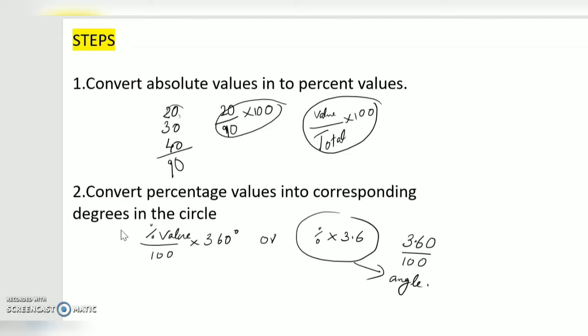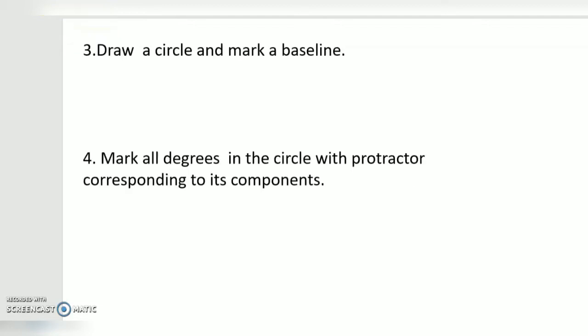Okay, this is the second step. Now what is the third step? The third step is we have to draw a circle and mark a baseline. Now we are drawing one circle, and first we have to find the center point. From there we draw one straight line, and we take this as a baseline, and with this baseline we can find the degrees.